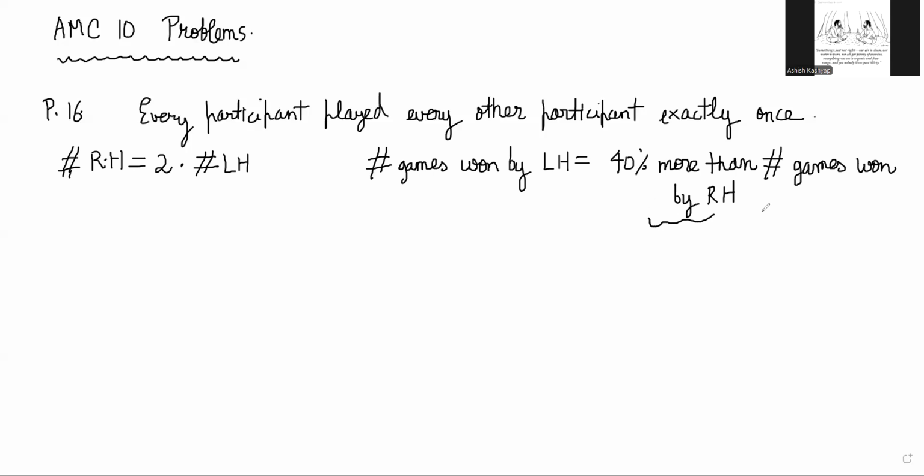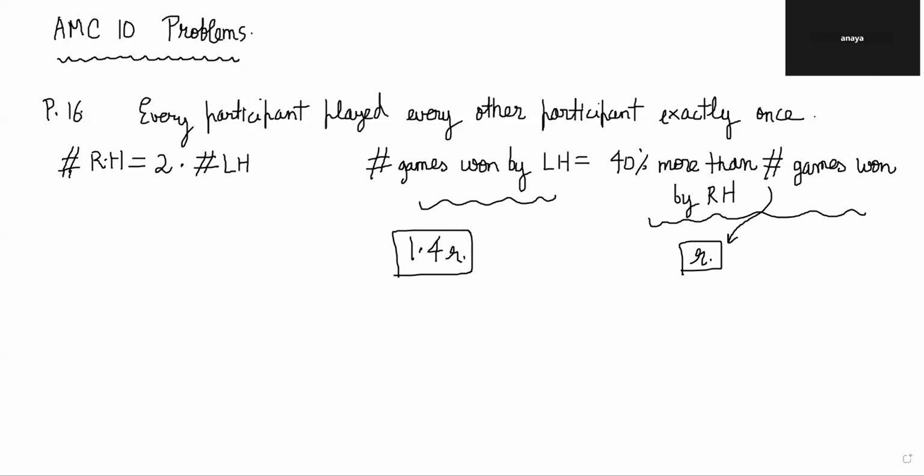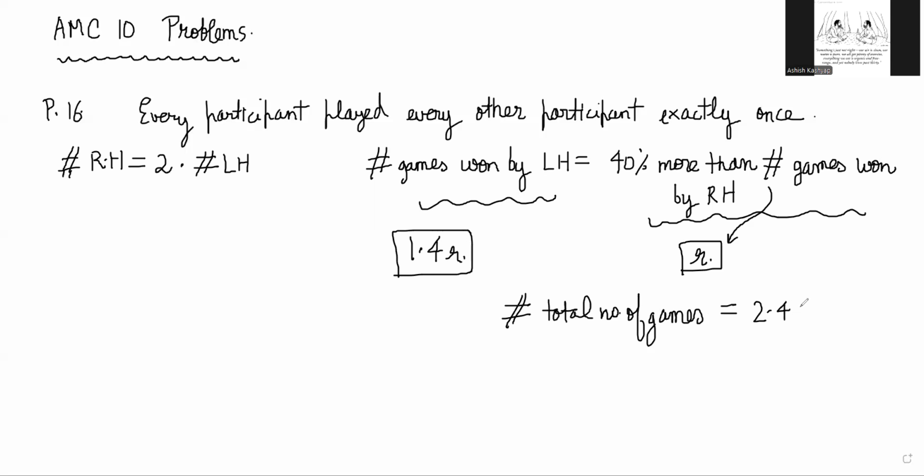If we say the number of games won by right-handed players is R, then the number of games won by left-handed players is 1.4 R. So the total number of games must be 2.4 R, which is basically 12 by 5 R. And every participant played every other participant exactly once.